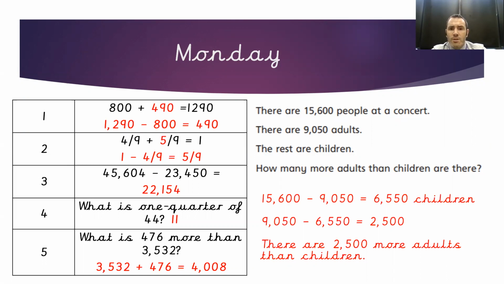The question then goes on to ask us how many more adults there are than children. So we're trying to find the difference between the two numbers. In order to do this, we need to subtract the number of children from the number of adults and find the difference. We know there are 9,050 adults. We've worked out there are 6,550 children. So we need to do the calculation, which gives us 2,500. So we can answer this question confidently and say that there are 2,500 more adults than children at the concert.